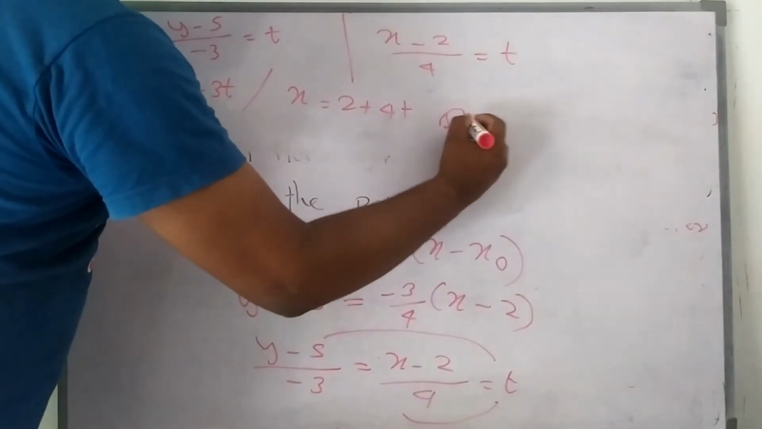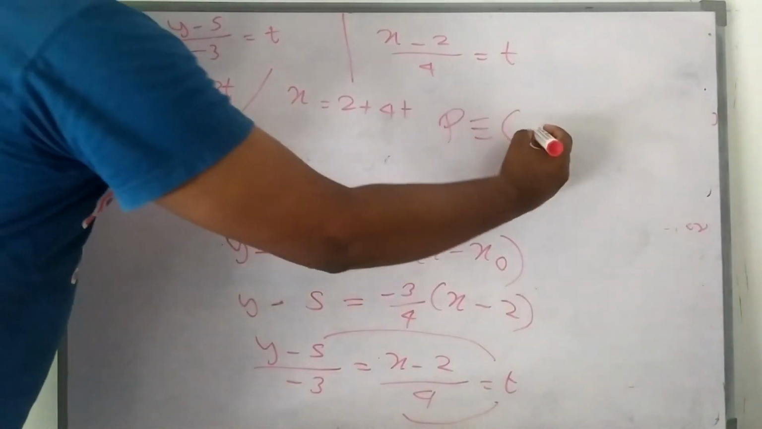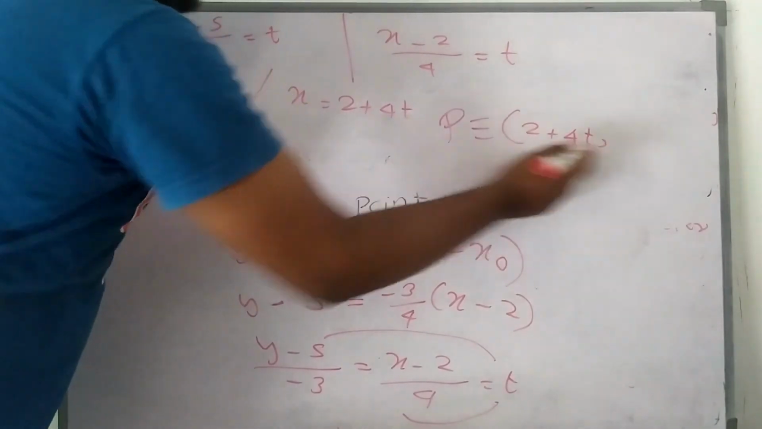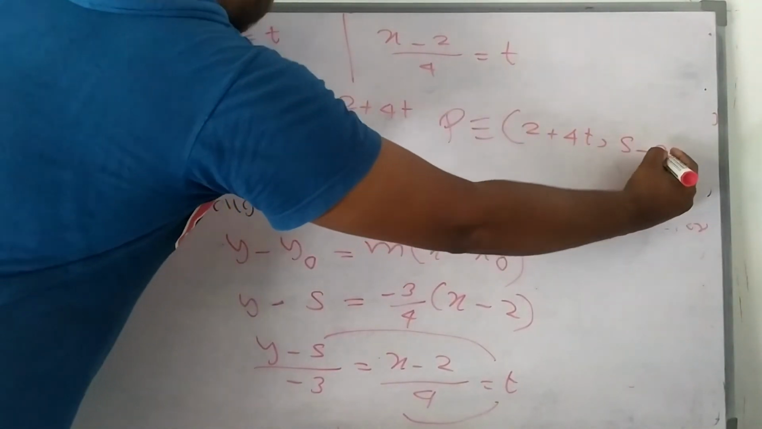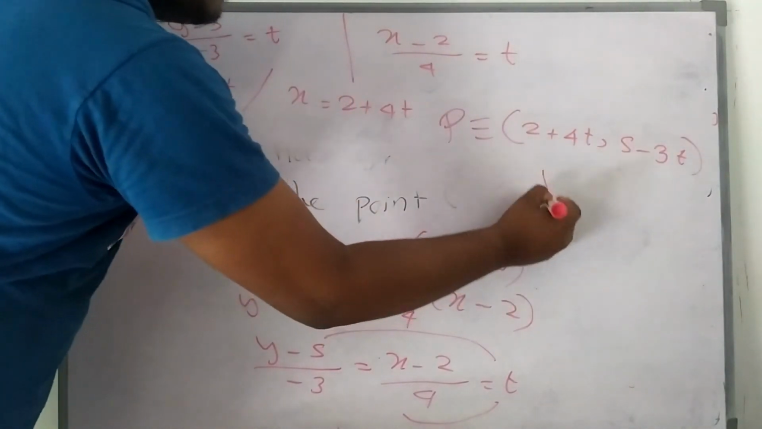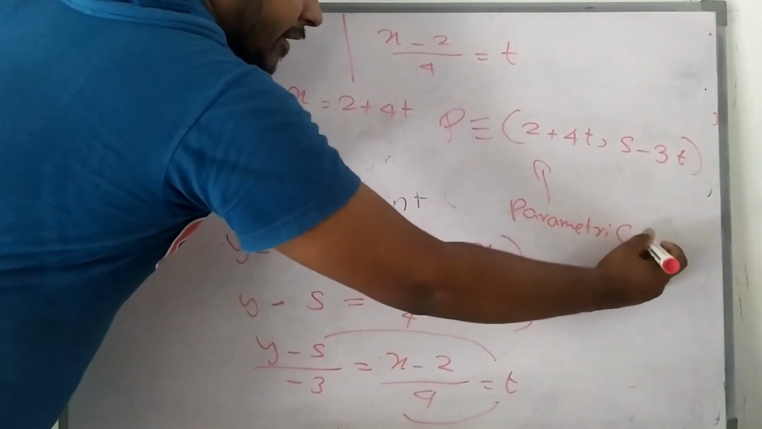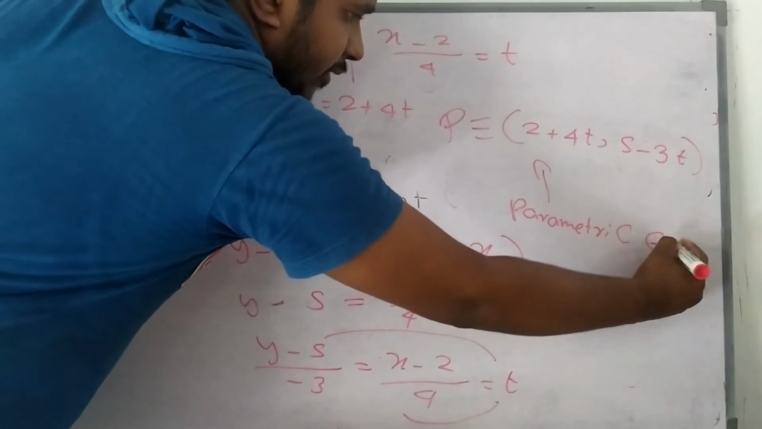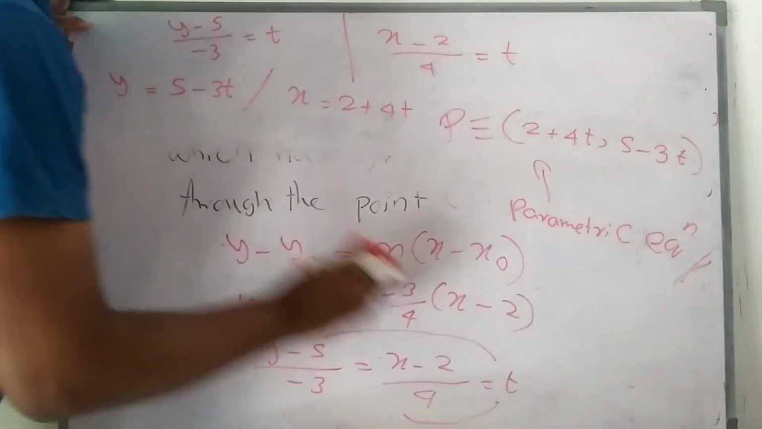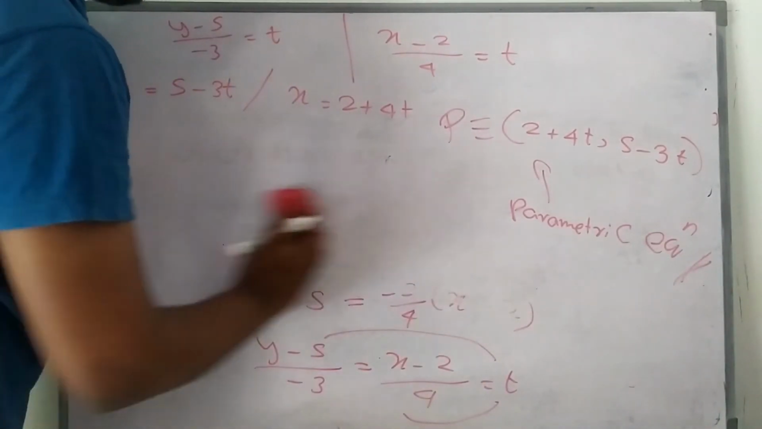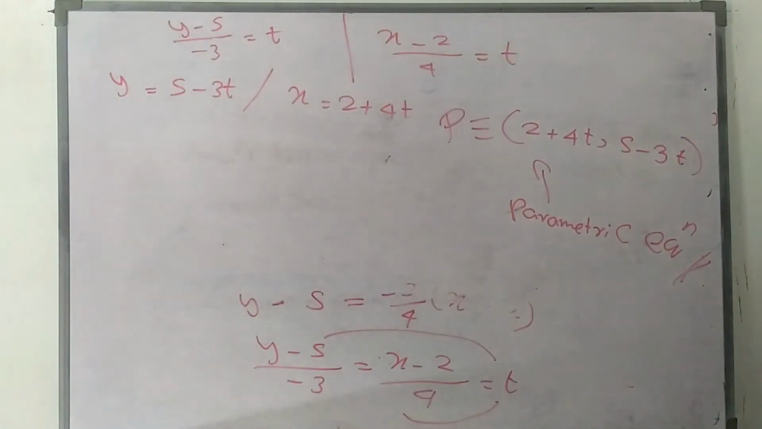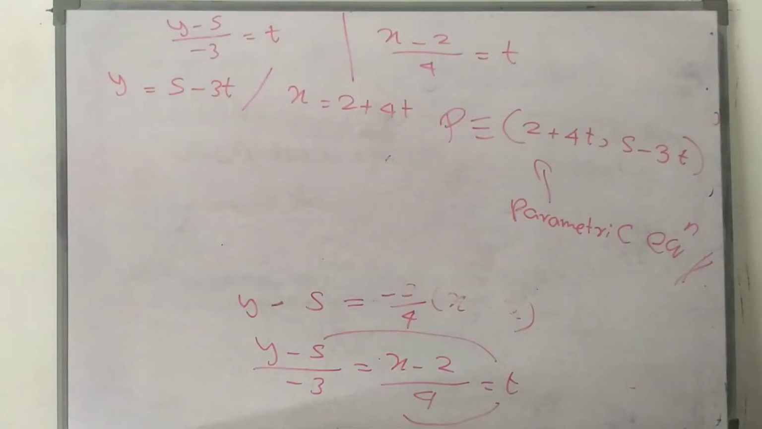So p is (2 plus 4t, 5 minus 3t), right? This is the parametric equation.